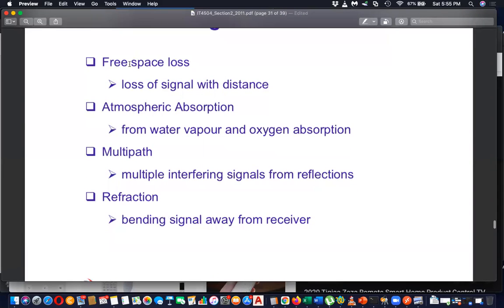So that is going through free space. With the distance, the signal can be lost. That is obvious. With atmosphere changes, right? With atmosphere changes like rainy situation and with some materials, with the water vapor and the oxygen absorption. So because of some substances, it can be absorbed. Multipath. Multipath means multiple interfering signals from reflections. So that means signals can reflect, you know. So light also can reflect.